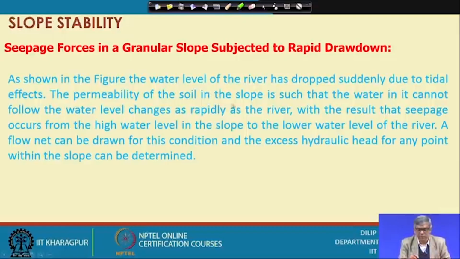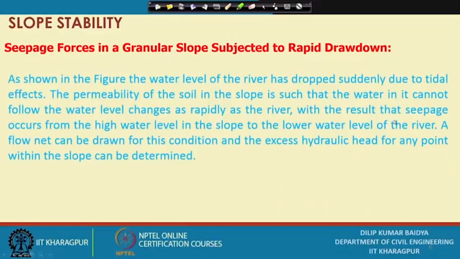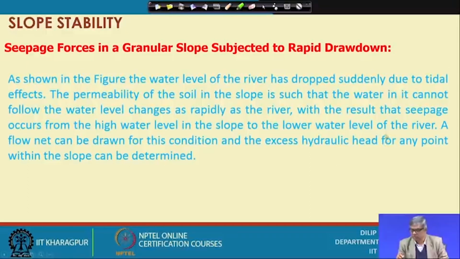The permeability of the soil in the slope is such that the water in it cannot follow the water level changes as rapidly as the river. River water drew down quickly, but inside the soil it could not come out, with the result that seepage occurs from the high water level in the slope to the lower water level of the river. That means a flow net can be drawn for this condition, and the excess hydraulic head for any point within the slope can be determined.